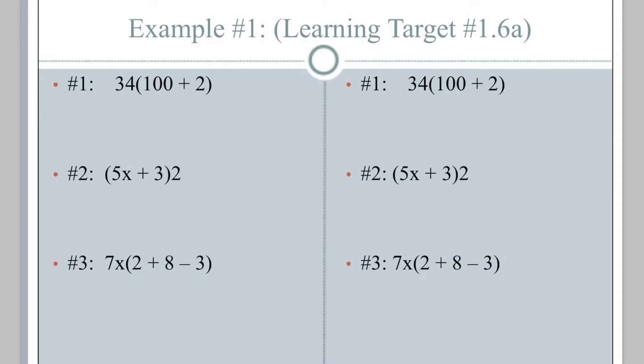So example number 1, highlighting learning target number 1.6a. Looking at this first example, what we can see is that we have an instance where we can simplify this expression. I'm going to work it 2 different ways on purpose.